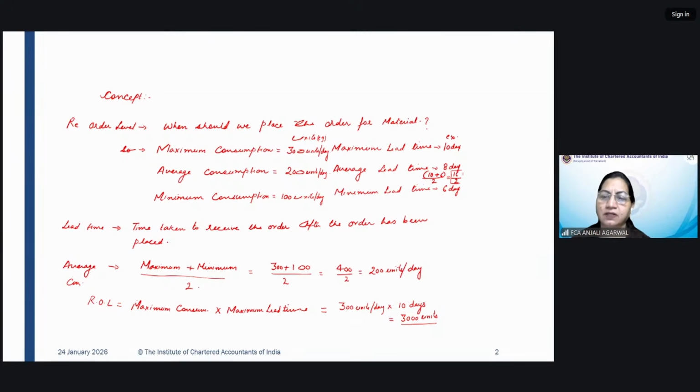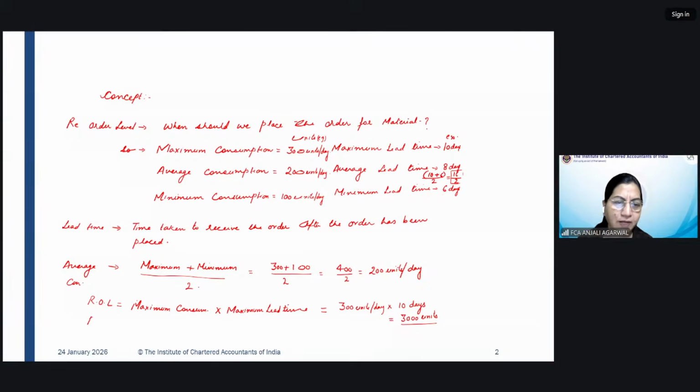Because even if the lead time does not take 8 days, it takes 7 days, it takes 10 days, you are still safe. You have material lying in your stock for 10 days. Then, even if you consume very high, the maximum that you can consume. So, even if you consume 300 units, and even if it takes 10 days, you have 3000 units lying in your stock. So, you are absolutely sure even despite maximum consumption and maximum lead time, you are not going to run out of stock, right? So this is how you calculate the maximum consumption into maximum lead time.